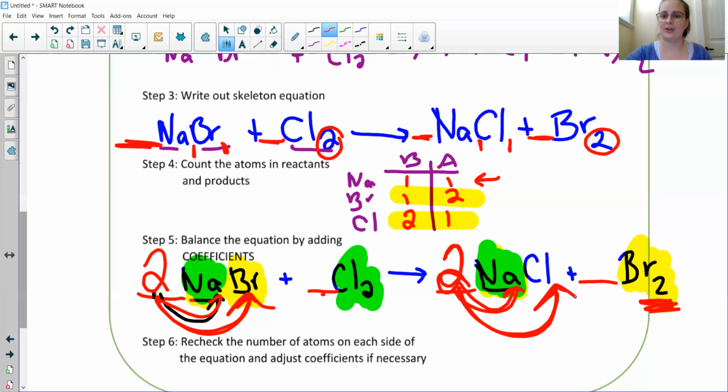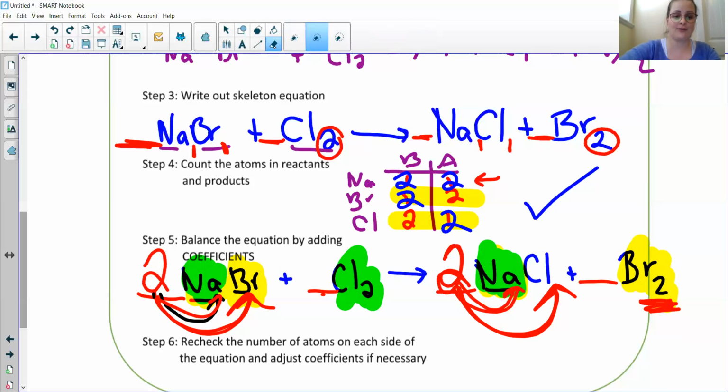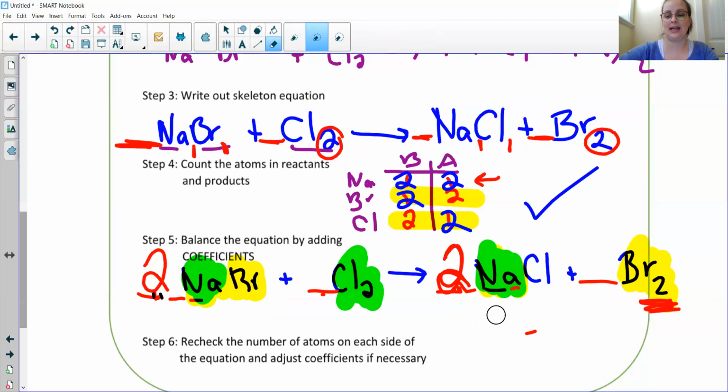I now have, before and after, 2 sodiums. I'm just going to change the color I'm doing this in. I have 2 sodiums before and after. I have 2 bromines before and after, and I have 2 chlorines before and after. I am now balanced with that equation. And what's really important to do is to go back at the end when you think you have it, and just double check everything to ensure that you haven't accidentally changed a coefficient and adjusted something without realizing it, because sometimes that can happen.